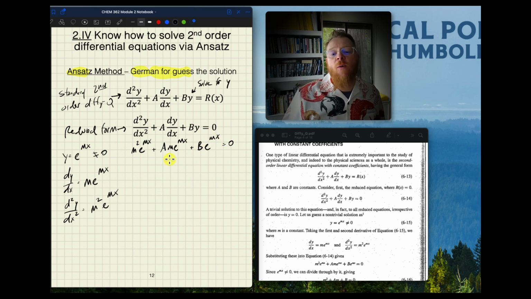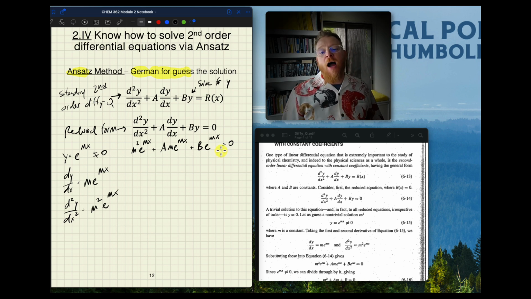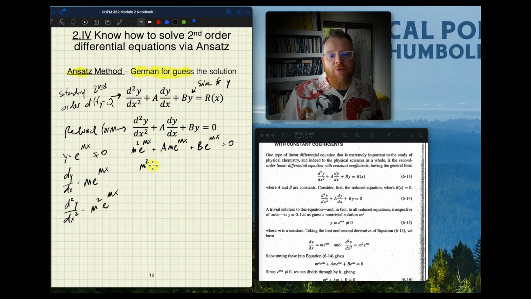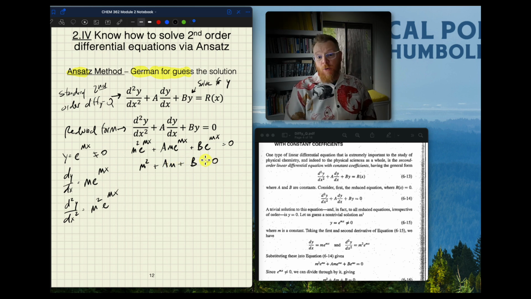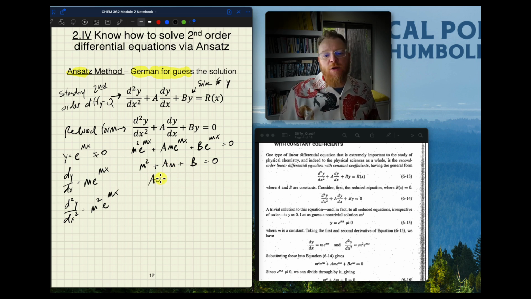So now what we can do, because we have this e to the mx in all of our terms, we can eliminate that by effectively dividing both sides by e to the mx. And we get the following equation, m squared plus am plus b equals 0. And so now what we have here is a quadratic equation, okay? And we can solve that in a variety of ways. So we refer to this as the auxiliary equation.